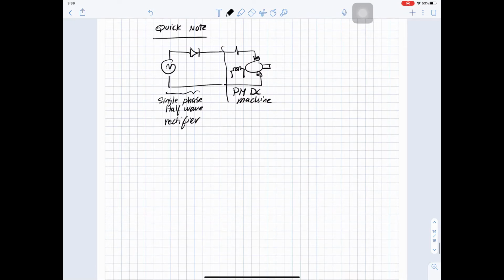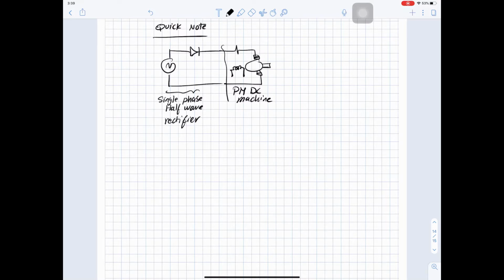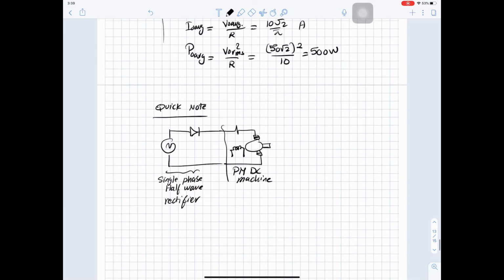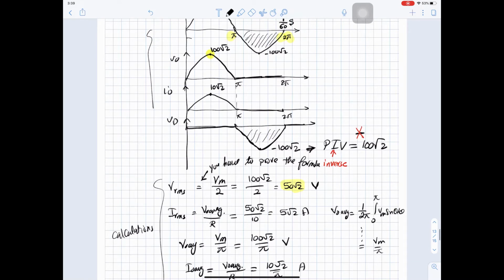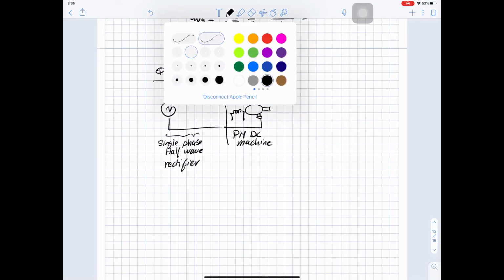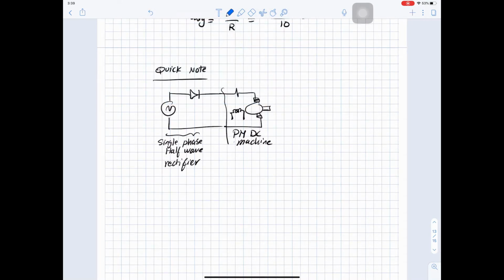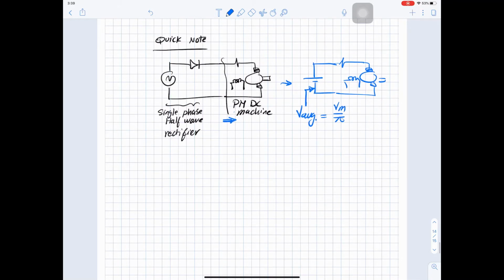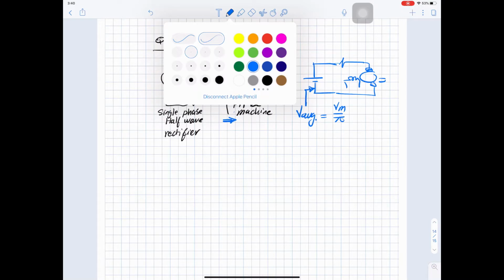Okay, so how can we study this? If we need to study this from a power electronics perspective, we will sketch the graphs or the waveforms and we can do the calculations. But if we need to study the machine, for this machine here we can sketch a battery and we can sketch our machine. The value of this battery here is V average, which is V max over pi. And that's it. You do business as usual.